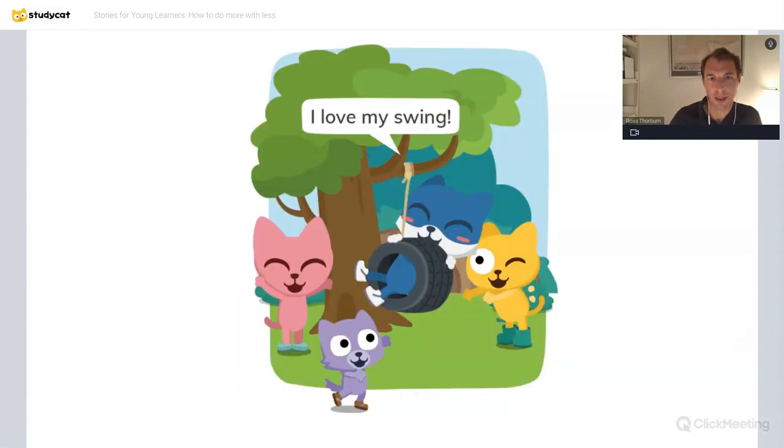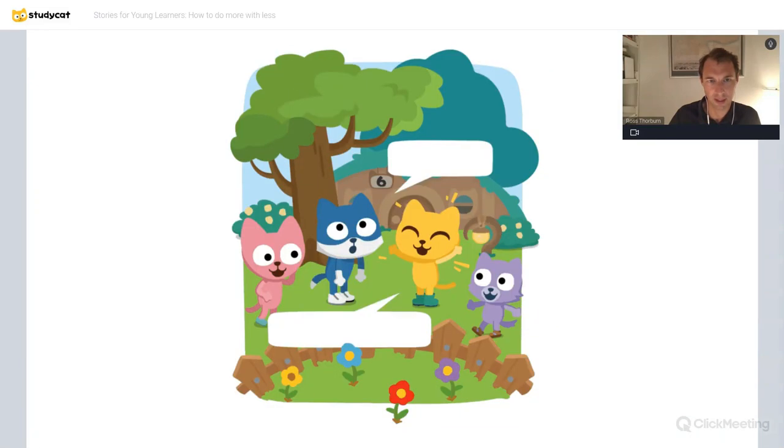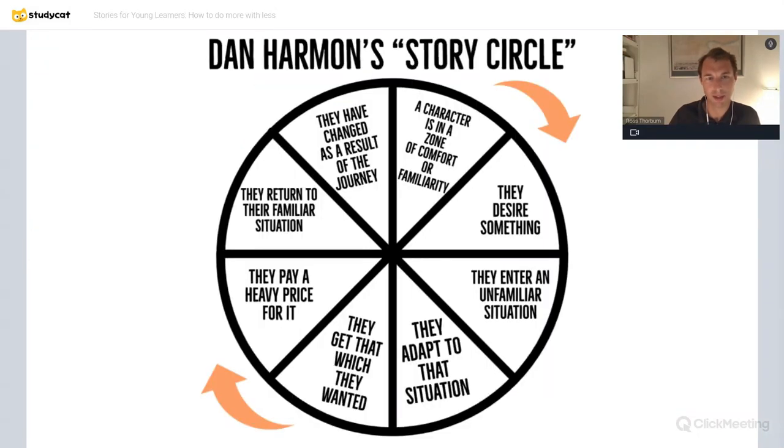Well, I'll show you. So the next day, here's Tom back in his garden, and here's the tire. And he says, I love my swing. Great. So you can see that the scene at the end is exactly the same as the scene at the beginning, right? They're in exactly the same place, exactly the same people, right? But things have changed a little bit, right? Instead of being bored, now Tom has a swing.